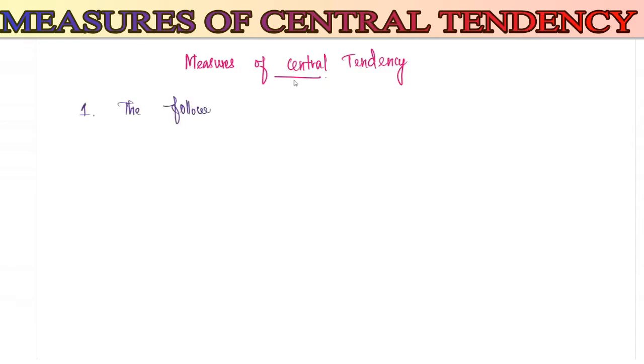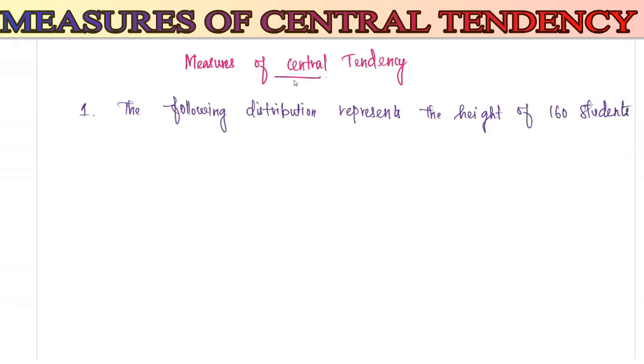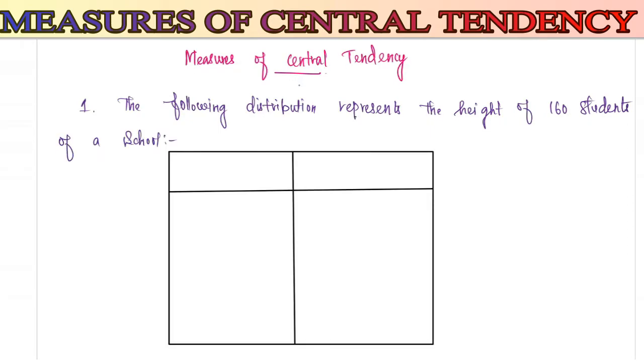The first one, the following distribution represents the height of 160 students of a school, height in centimeter, number of students.